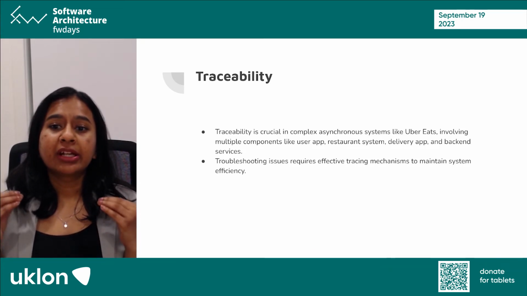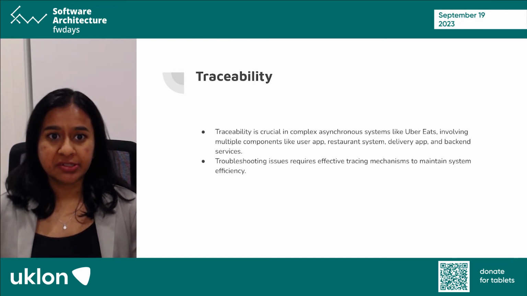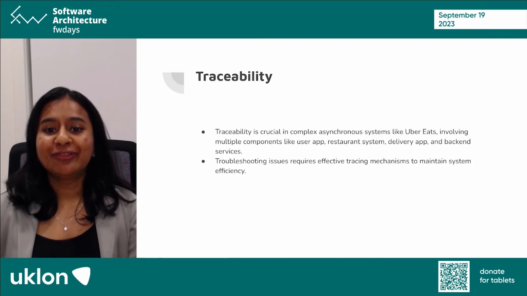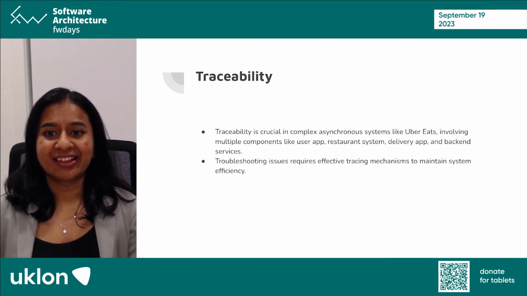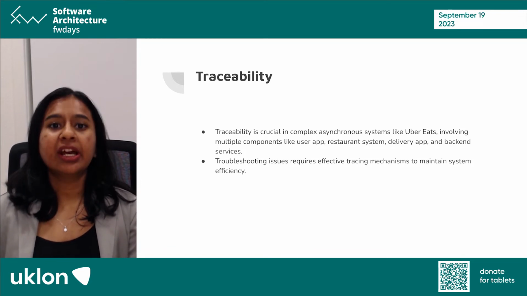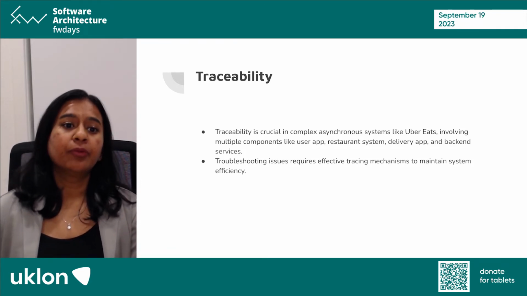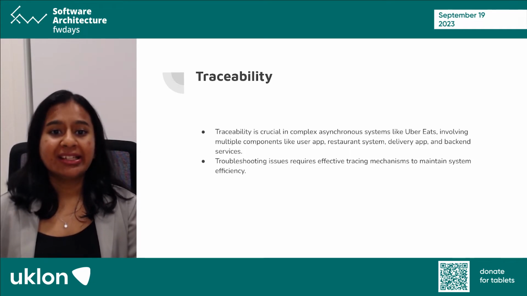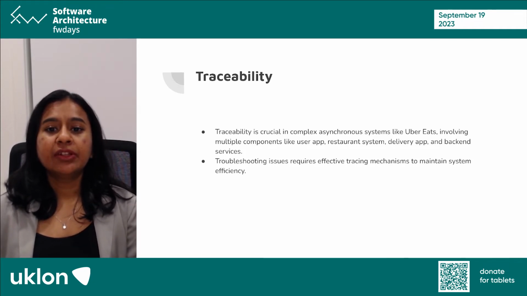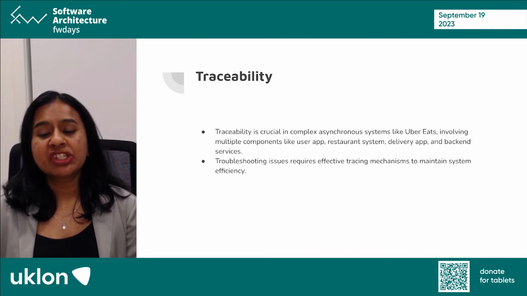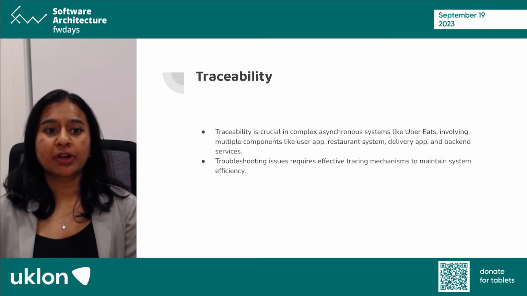Now, when it comes to tracing a specific process or finding the root cause of an issue, it'll feel like searching for a needle in a haystack. Auditability is crucial for quickly identifying and resolving issues. For example, let's say our customer reports that they did not receive their food even though the app shows it as delivered. Without proper traceability, it becomes very challenging to pinpoint where the process went wrong.